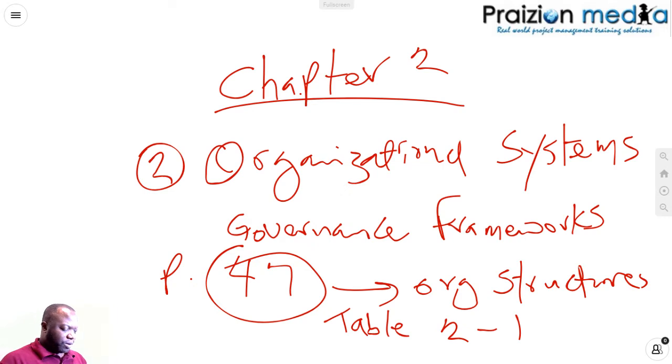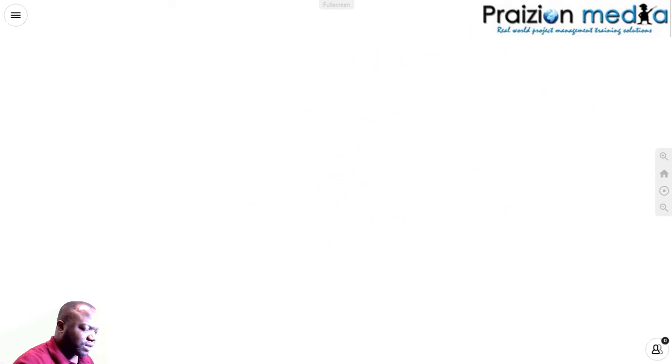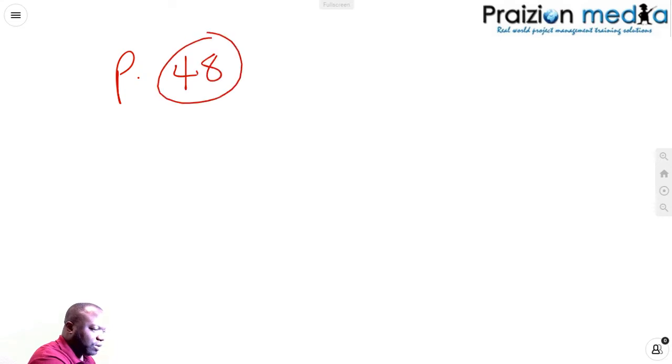Page 48, the PMO. What are the types of PMOs? I believe there was some dialogue about this, but I'm not sure to what extent it was in the 5th. But here on page 48, it's very clear the 3 types of PMOs: supportive, controlling, and directive. And directive, they take total control of the project, they bring in their own project managers, they report to the PMO, but then you've got controlling, which is not as drastic as directive, and you've got supportive. That dialogue is on page 48 if you're not too familiar with it. And the whole dialogue of the PMO just continues until you get to chapter 3. So that's pretty much it for chapter 2.